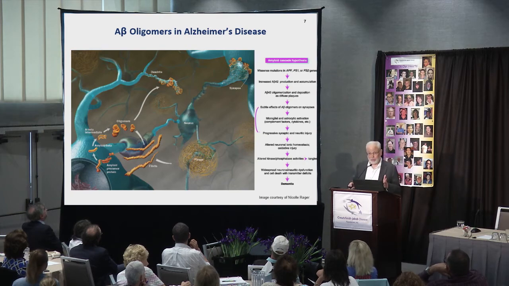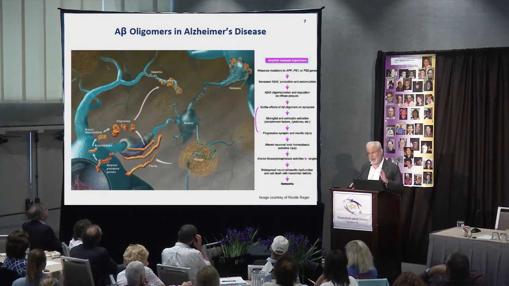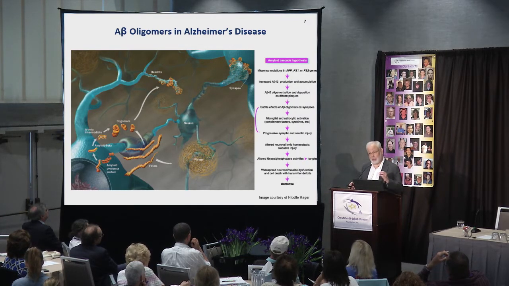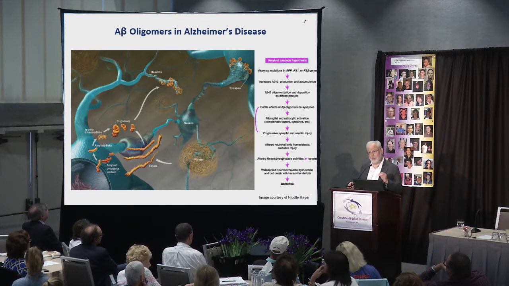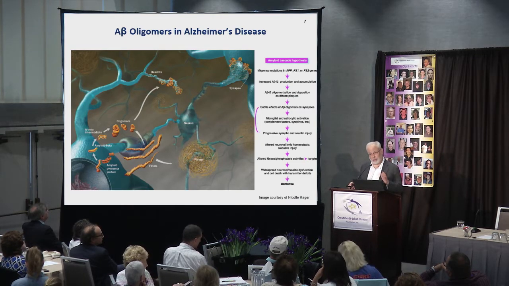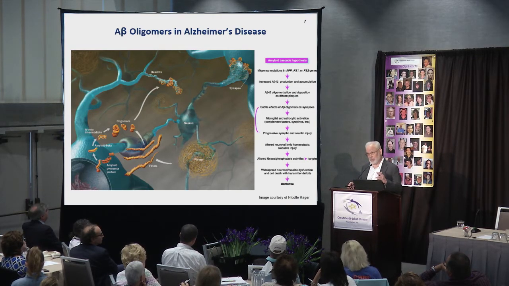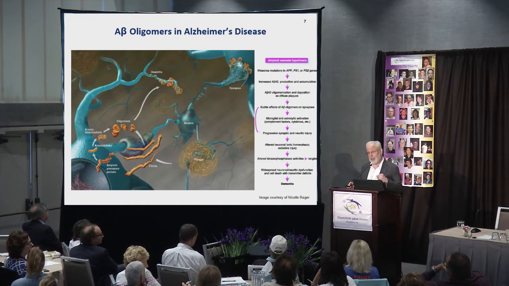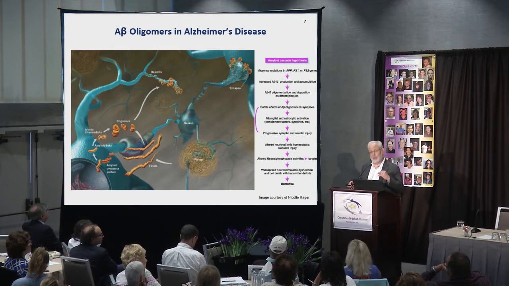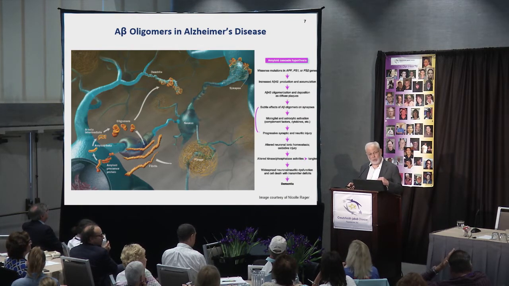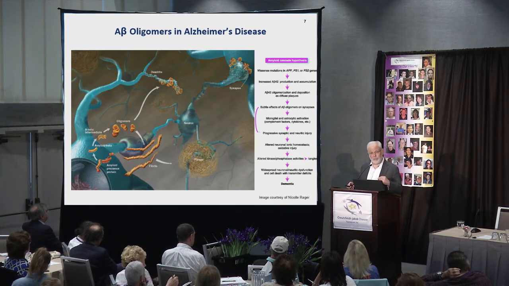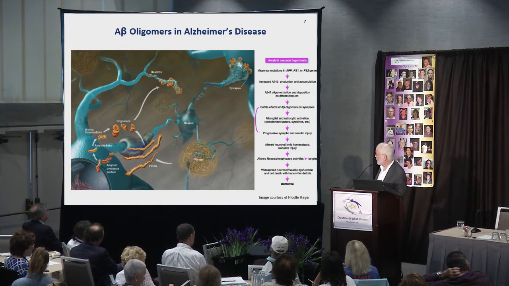So we have concentrated for various reasons on a form of A beta, this little peptide, which is toxic, which is called A beta oligomers. These are small clumps of A beta monomers. And this is because the seeding principle in the experiment that I just showed you is enriched in oligomers. Also, oligomers are thought to be the most toxic form of A beta in an Alzheimer's brain.